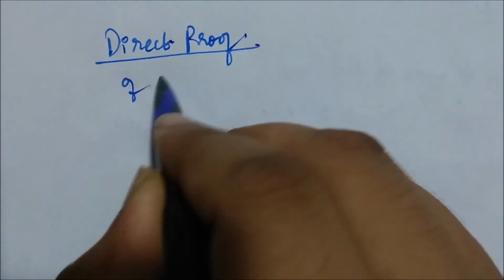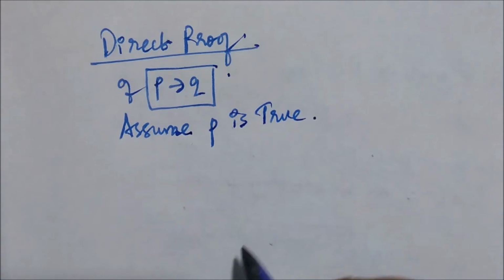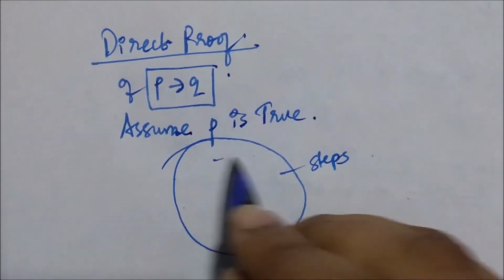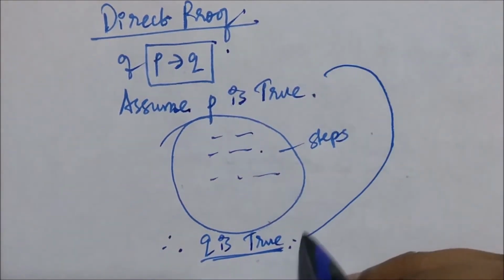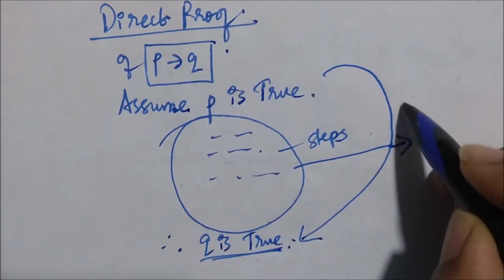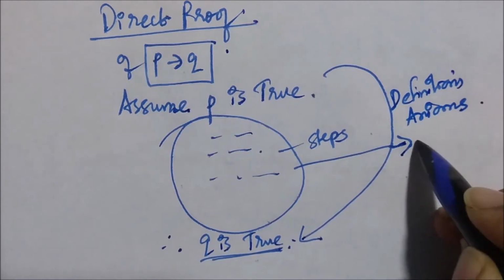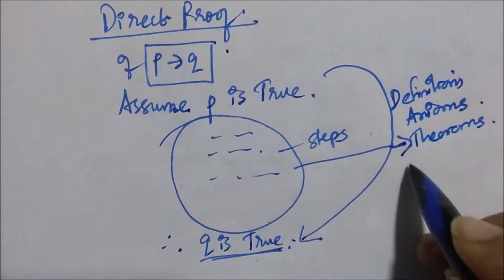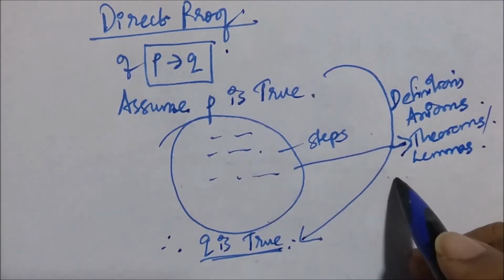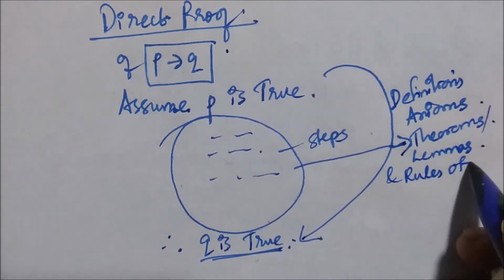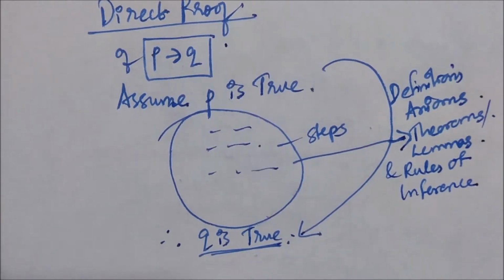A direct proof of a conditional statement P implies Q is constructed when the first step is the assumption that P is true. The hypothesis is true, right? And we do some subsequent steps and reach the conclusion that Q is true. From the assumption that P is true, we have to reach the conclusion that Q is true. The subsequent steps can use axioms, definitions, or previously proven theorems together with the rules of inference. So if we prove, assuming the hypothesis is true and reaching the conclusion that Q is true, then we call that proof a direct proof.